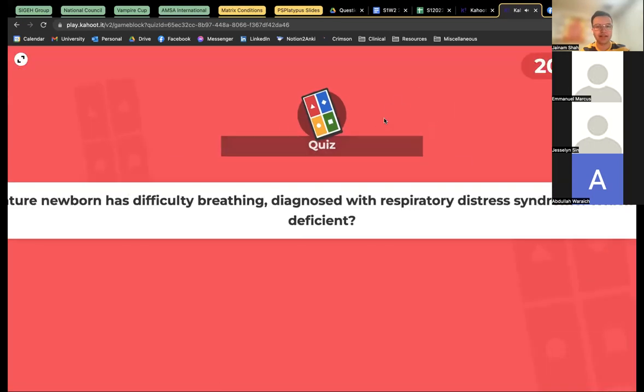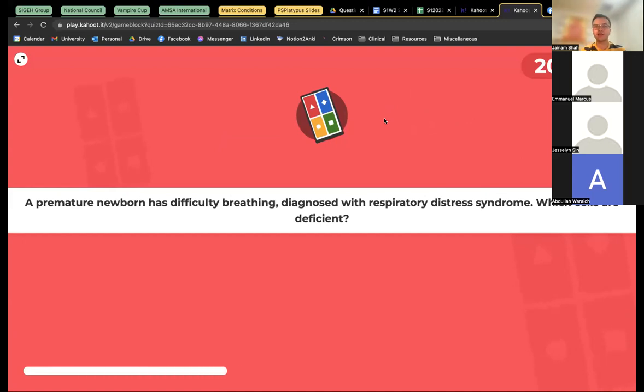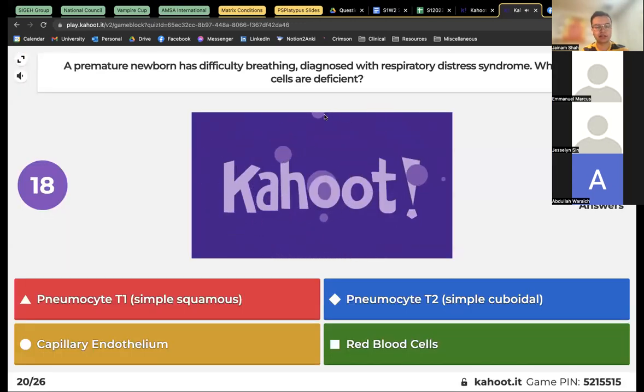Okay. Next question. A premature newborn has difficulty breathing and is diagnosed with respiratory distress syndrome. Which cells do you think are deficient? I'm not sure if you covered this in physiology. There might have been one slide with one line on it, but it has come up before historically in exams or quizzes. So it's just a good buzzwordy thing to keep in mind.